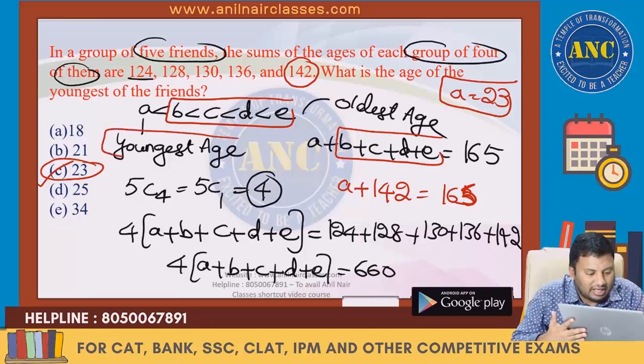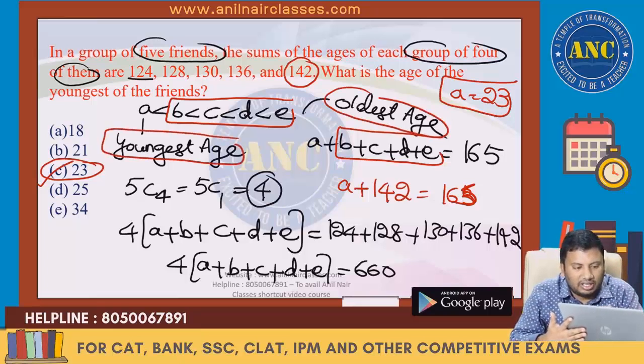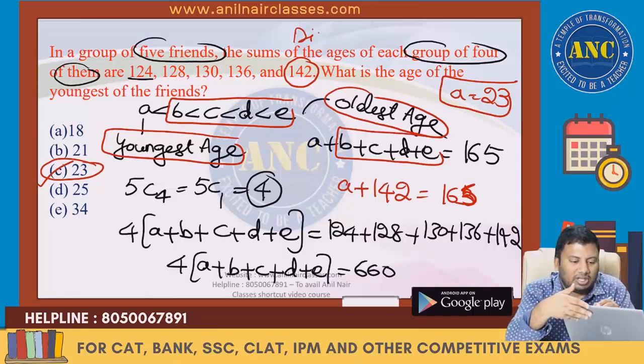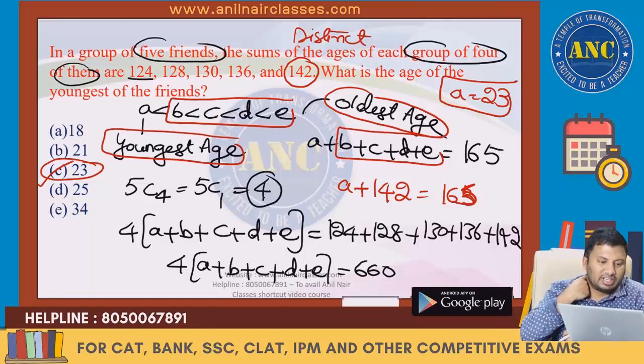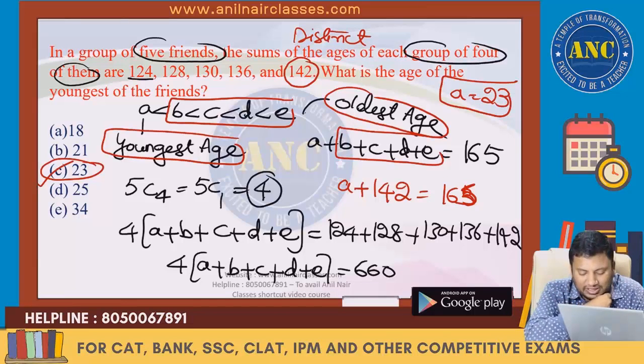A is the youngest. E is the oldest. Please make a note, the ages are distinct. I hope it is clear. Please let me know in case it is not clear to you. Any doubt in this question? First one, it is clear.